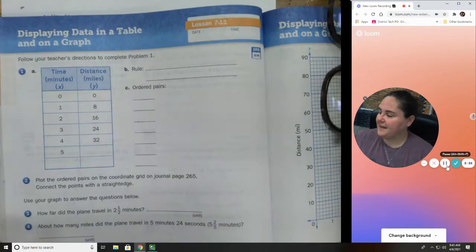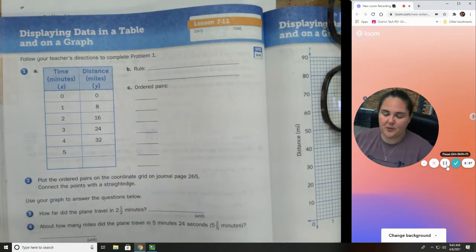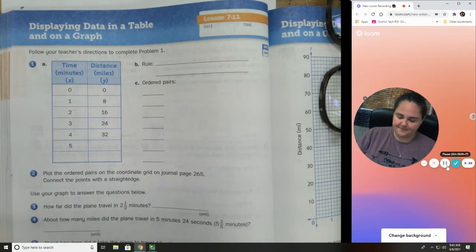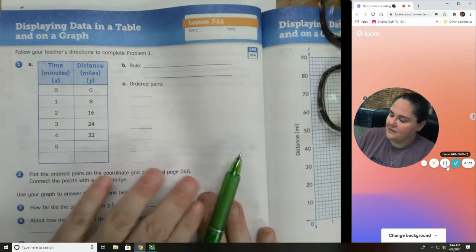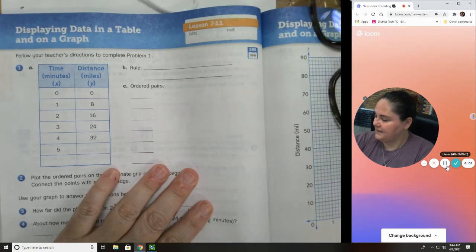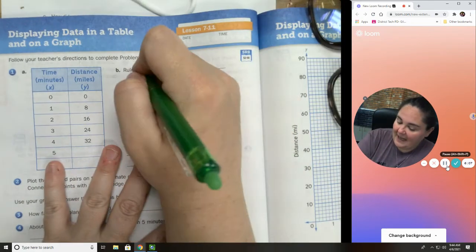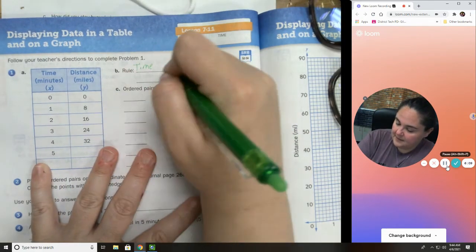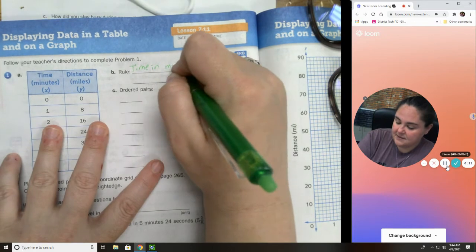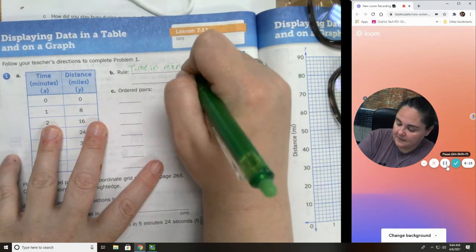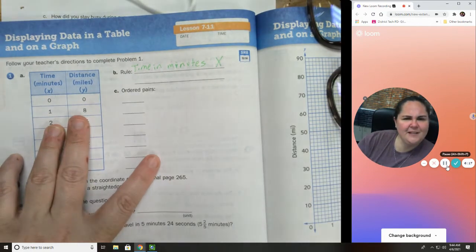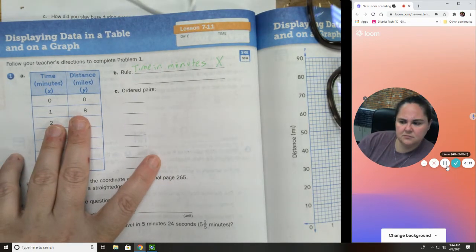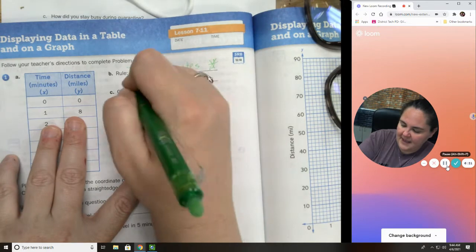So with that in mind, now we're going to be in our math workbook, page 264. My rule for this one is I'm going to do time in minutes times what? How many miles per minute do we go? Well, we're going to multiply it by 8.